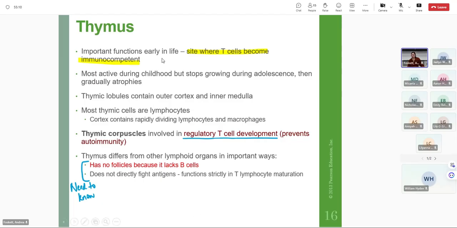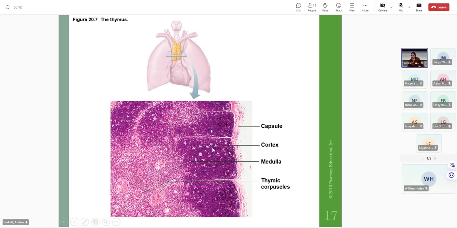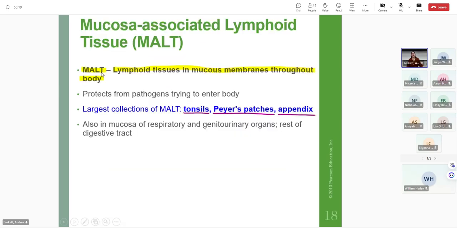Okay. All right. So then you'll definitely see a cross section of this in lab as well. I'll have Ms. Gosnell kind of walk you through that. And the last piece is this mucosa-associated lymphoid tissue.